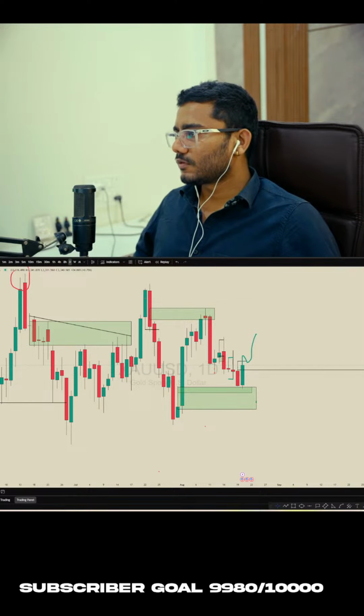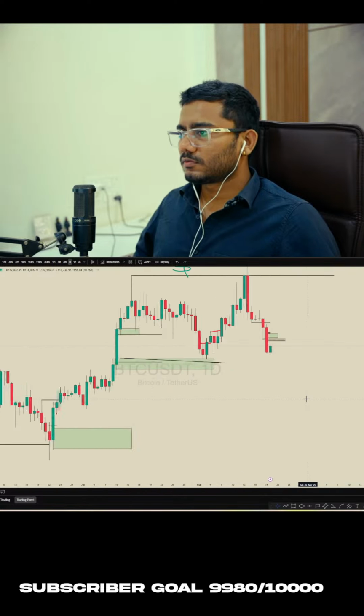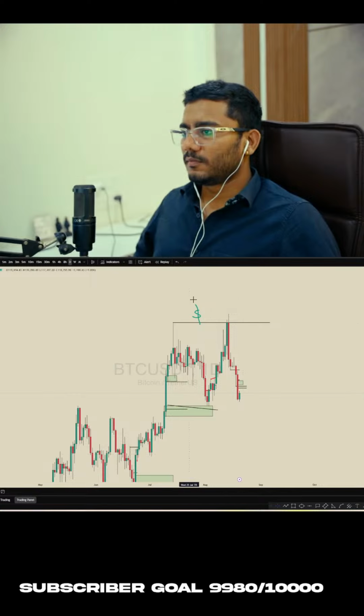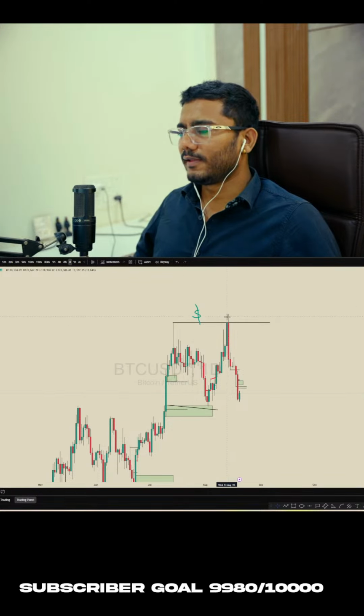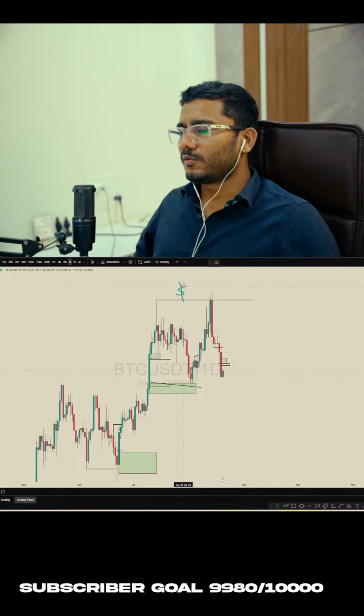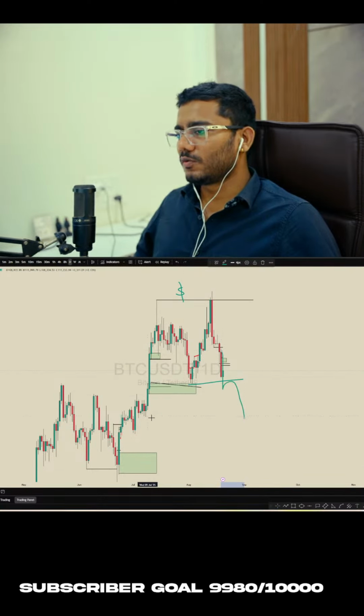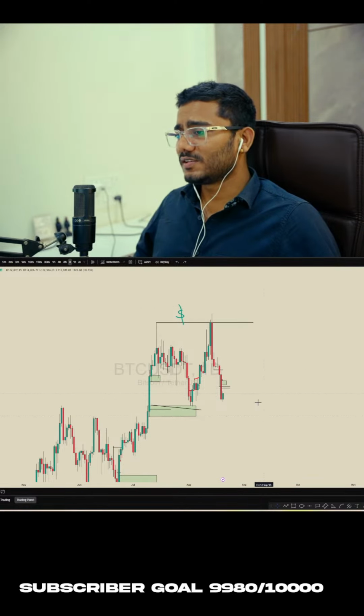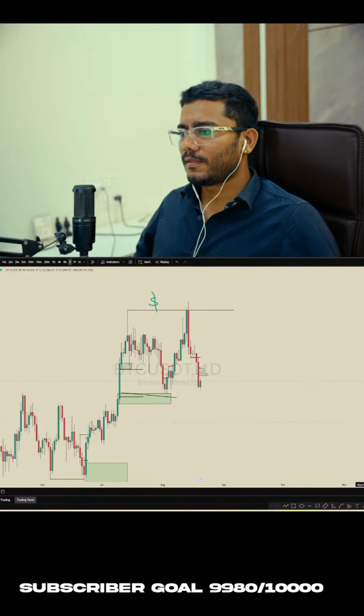BTC, price was with this previous liquidity, the liquidity from this high created this liquidity sweep. So once price sweeps the liquidity from the upside, probably it will go to the downside and it will sweep this liquidity. So just by using this logic, you can look for downside trades.